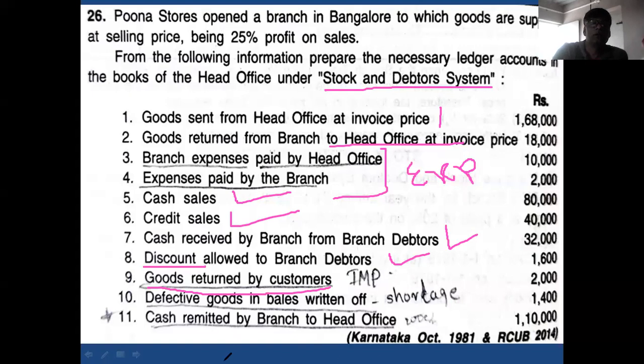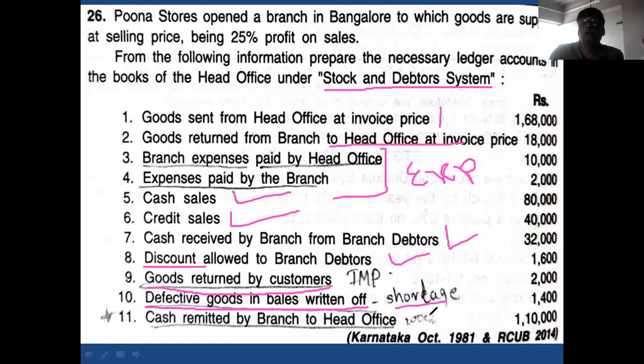Okay, the next is defective goods in bills written off. Defective goods is a shortage. You treat that as a shortage. Defective goods, unusable or unsatisfactory, all those you call a shortage. So you consider defective as shortage and record it on the stock account credit side. Okay, remember this.